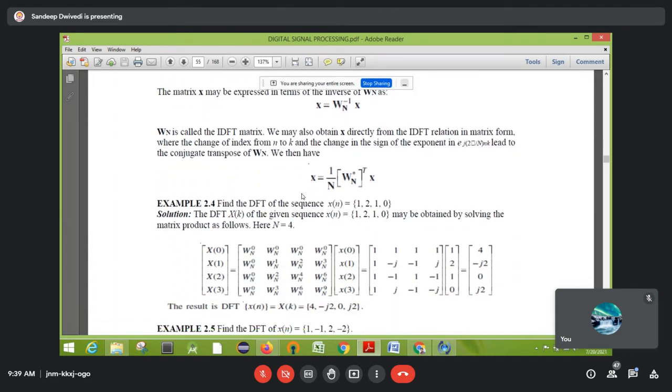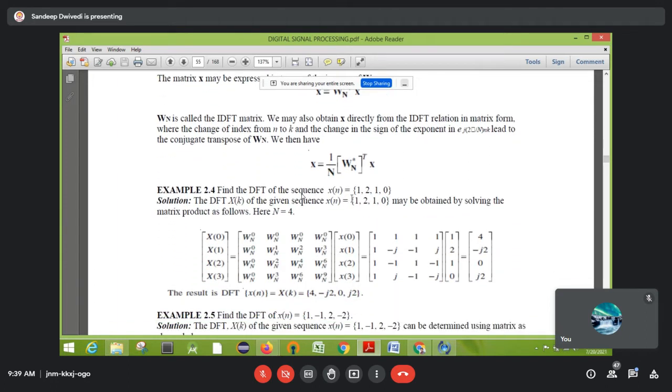So this is the question. See here, find the DFT of the sequence. Okay, so this is a sequence, and this is a 4 point DFT. Capital N is 4. So here DFT x of the given sequence may be obtained by solving the matrix product as follows. Here capital N is equal to 4.